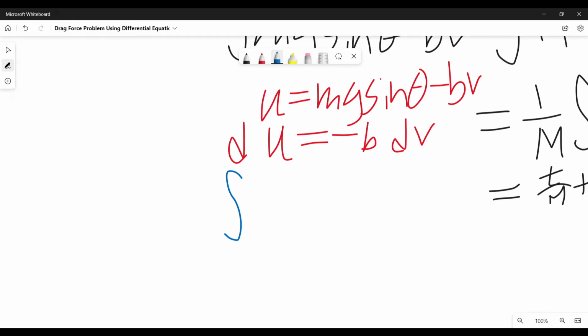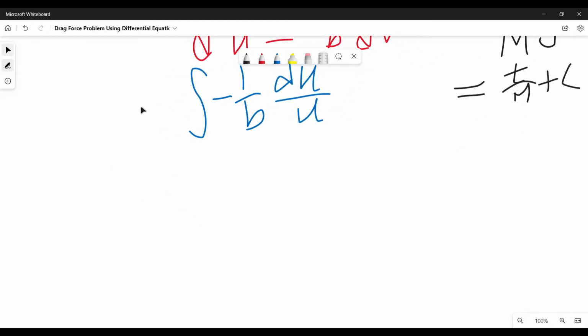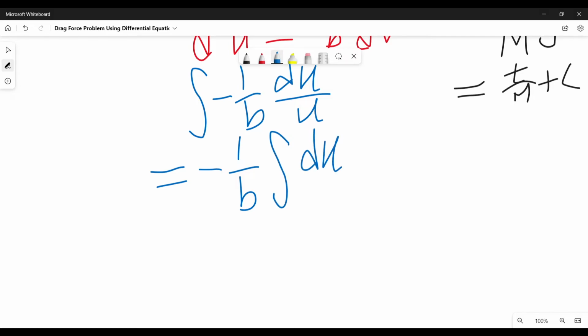So we have this new integral here that basically states that we have negative 1 over b as our du, and then we have our du, because we're dividing du over by dv. And there we go. This is our expression. Now, what we're going to do is move negative 1 over b to the outside here. So this just equals negative 1 over b and du over u.